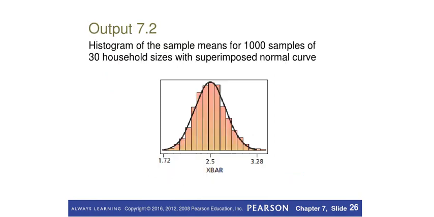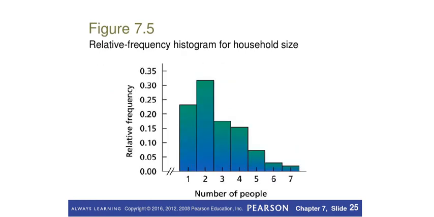Well, if we went through and we took a mean of 1,000 samples of 30 households and superimposed them on the normal curve, look what happens. This is from actual data, folks. This is what really happens. It becomes a normal distribution. In other words, it doesn't matter what it looked like originally.